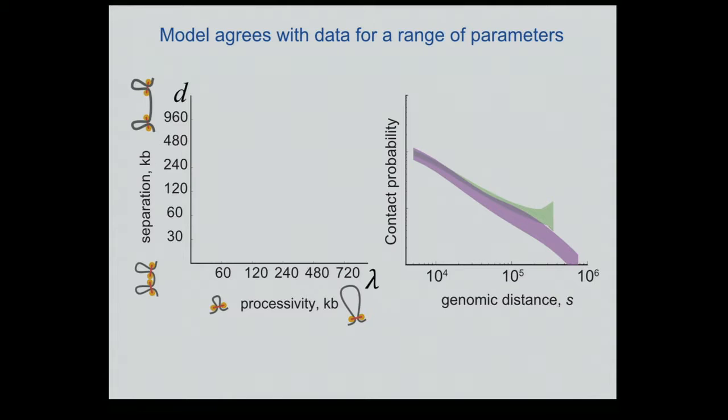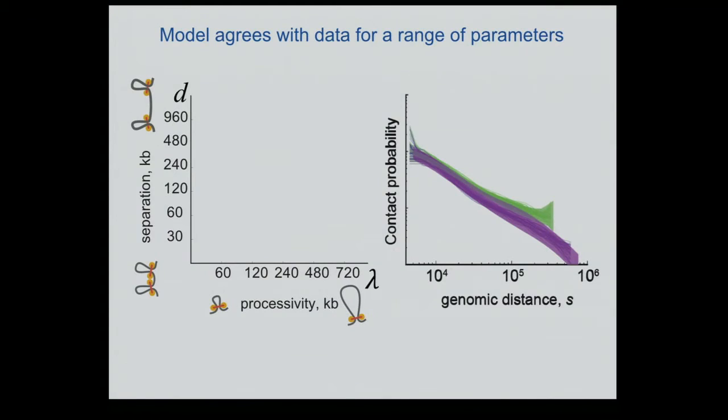And there are 2 other parameters that are very important. One is this linear separation between these loop extruders on DNA in kilobases, and the other is the processivity. Processivity is the size of a loop that a loop extruder would create if it were not obstructed by others and by boundaries. So it just lands on DNA, makes this loop, leaves. So that's the size of this loop.